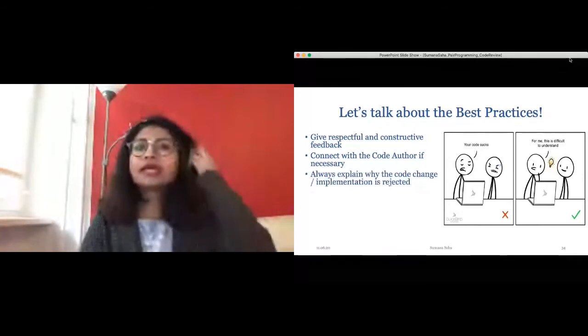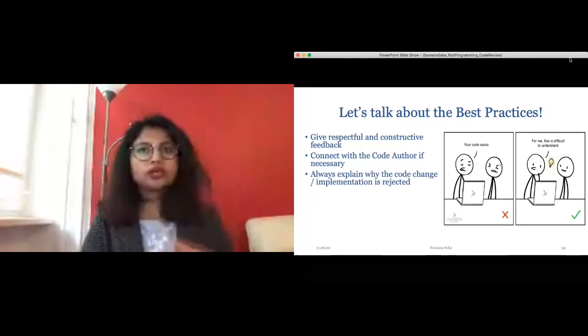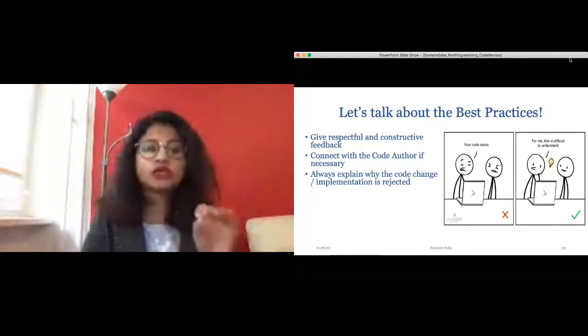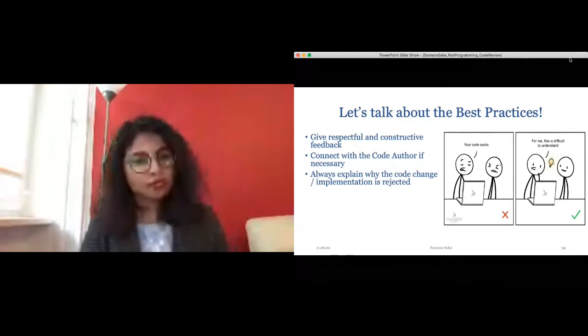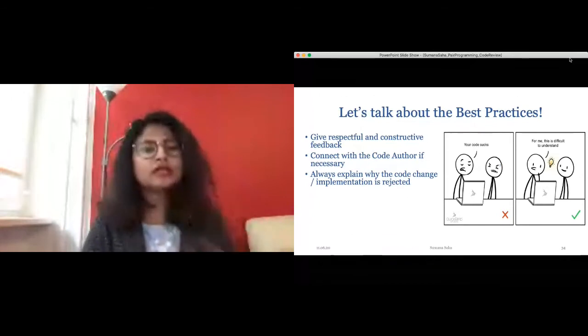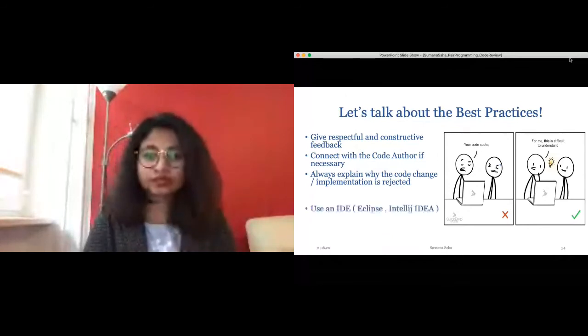Then always explain why the code change or implementation is rejected. If, for example, the code author is not available and you cannot talk, at least when you are rejecting, write a comment or an email or communicate via any medium that for this reason I am rejecting your code, please rework. This is the right way to do that.